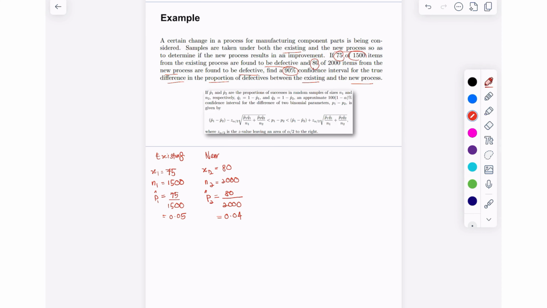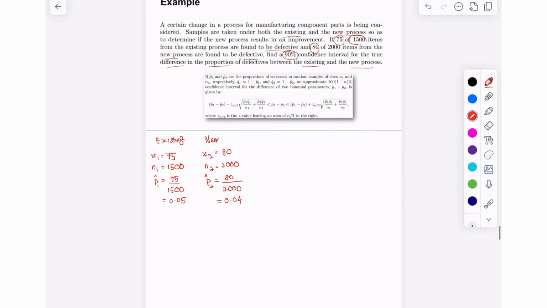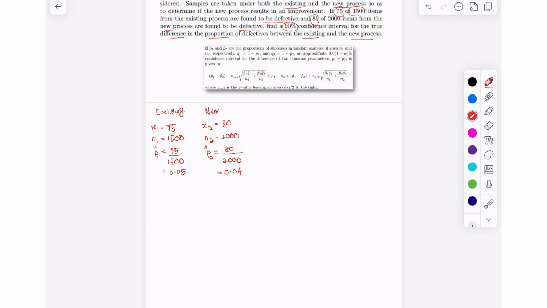Okay, so you know the P1 hat and P2 hat. From that, you can find Q1 hat. Q1 hat is 1 minus P1 hat, that is 1 minus 0.05, so it is 0.95. And Q2 hat is 1 minus 0.04, the P2 hat, which is equal to 0.96.